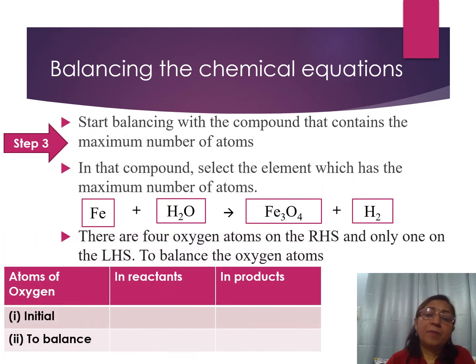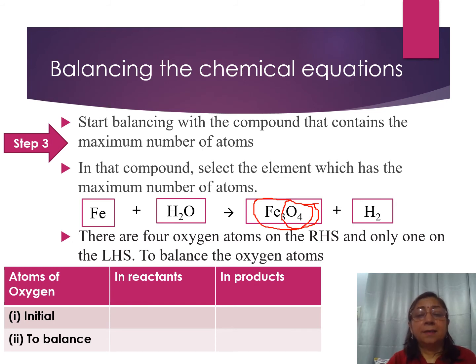The third step of balancing the chemical equation is to start balancing with a compound that contains the maximum number of atoms. So here iron oxide is a compound which contains the maximum number of atoms. It contains 3 iron and 4 oxygen, so 7 atoms are here. Now in this compound we will select the element which has the maximum number of atoms. So here oxygen is the element which has the maximum number of atoms, 4 atoms.